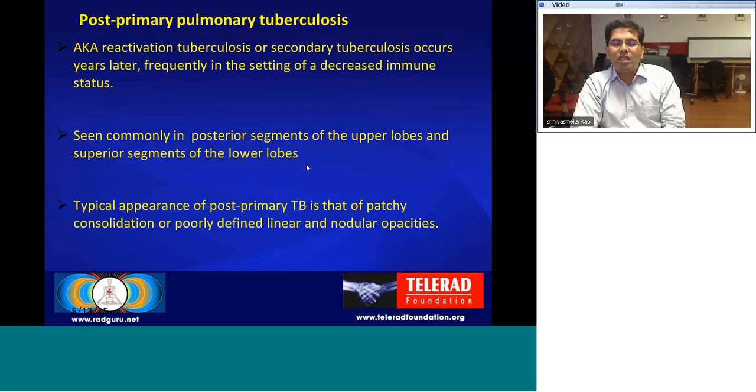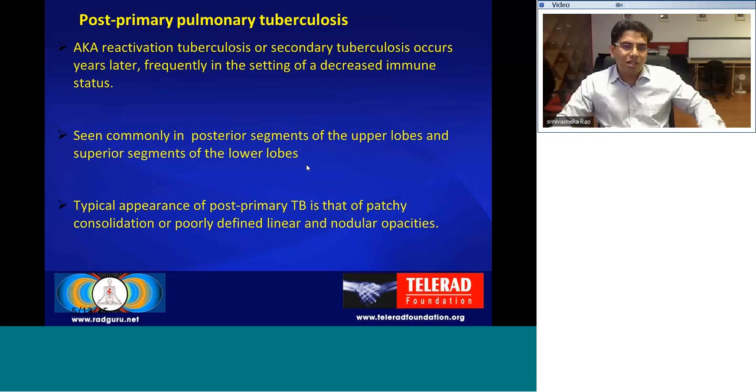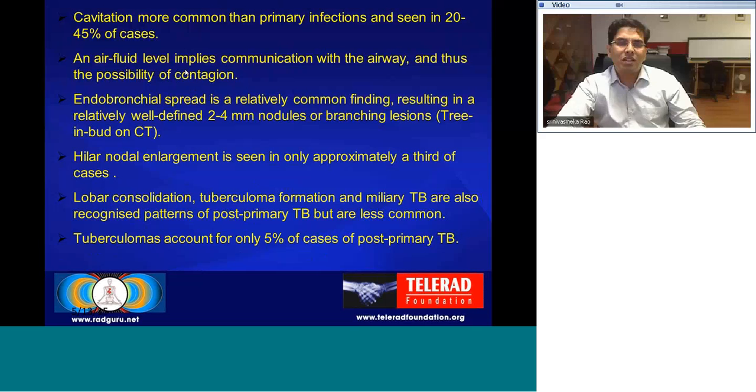This happens when the immune status of a patient deteriorates, especially in patients with diabetes mellitus and things like that, or old age. This can pop up. These post-primary tuberculosis are most commonly seen in those patients. And unlike the primary tuberculosis, it's most commonly seen in the posterior segments of upper lobes and superior segments of the lower lobes. So for post-primary, these are the common sites. And the typical appearance of post-primary is a patchy consolidation of poorly defined linear or nodular opacities.